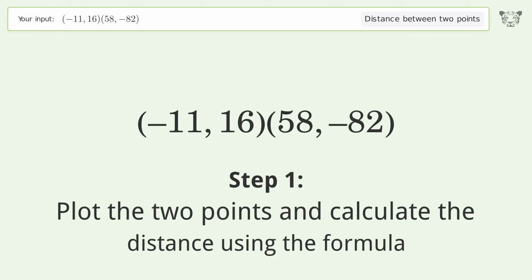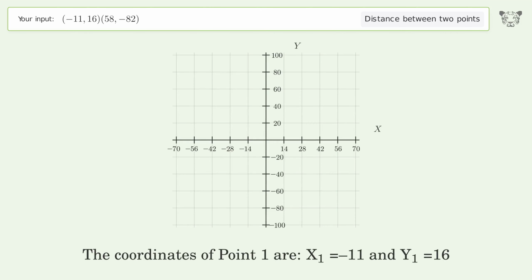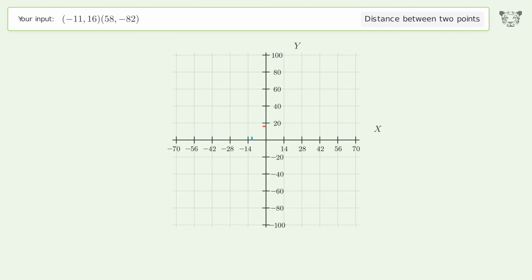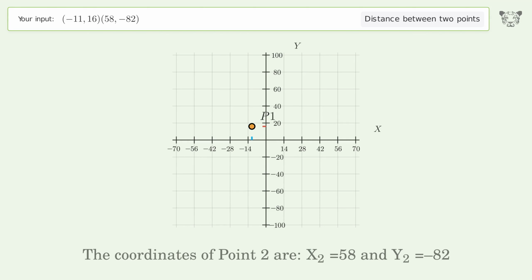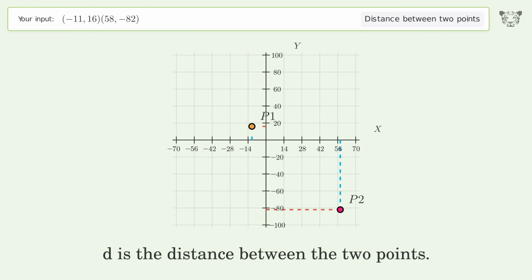Plot the 2 points and calculate the distance using the formula. The coordinates of point 1 are x1 equals -11 and y1 equals 16. The coordinates of point 2 are x2 equals 58 and y2 equals -82. D is the distance between the 2 points.